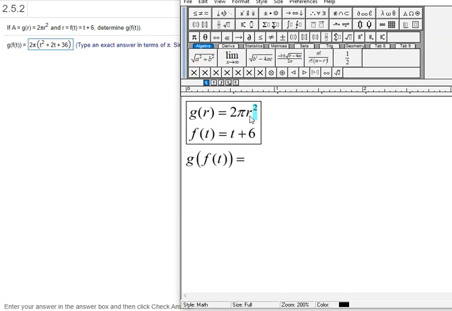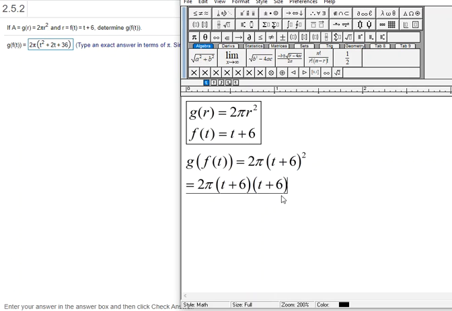So I'm going to start with the g function as the outer function. And then in place of the variable here, we're going to put in the f of t function, so t plus 6. Now, to evaluate that, since it's a binomial squared, we multiply it by itself. So instead of writing it squared, I'm going to write it times itself. So I'm going to copy paste.